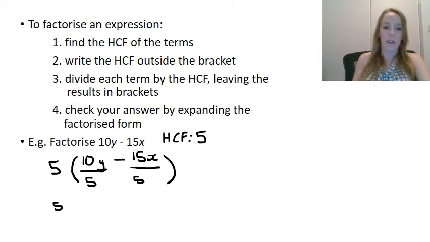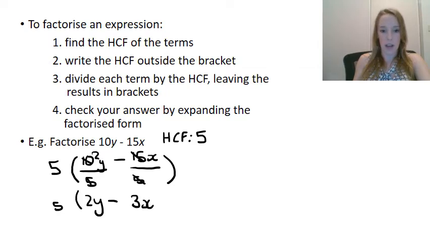by our highest common factor. So 10 divided by 5 is going to leave us with 2. So this side's going to be 2y. Take 15 divided by 5 will leave us with 3x. So that would be our answer there. So we factorised it and we've got an answer of 5 multiplied by 2y take 3x.